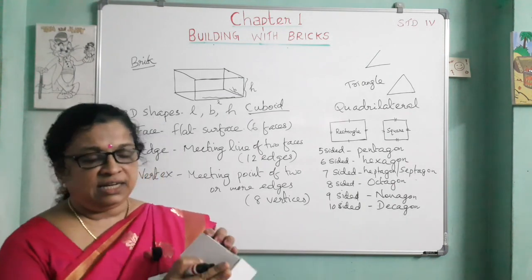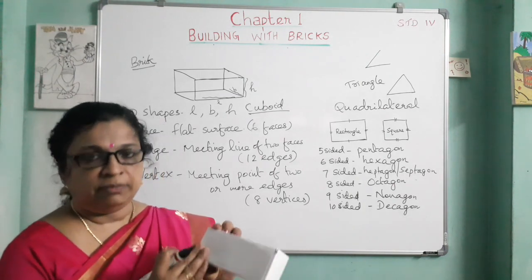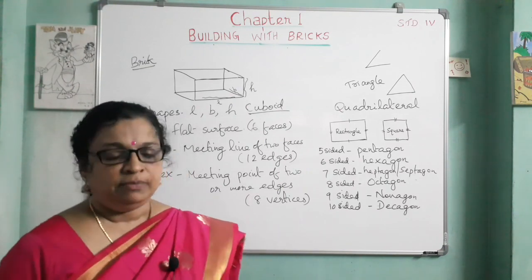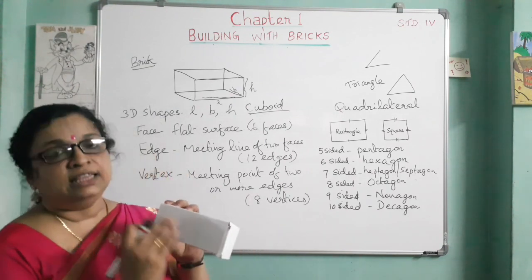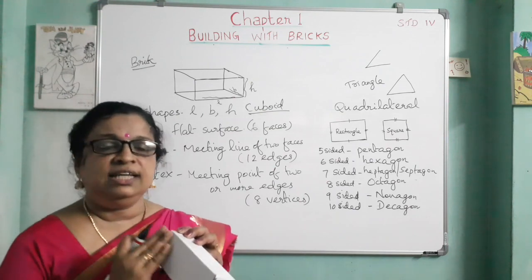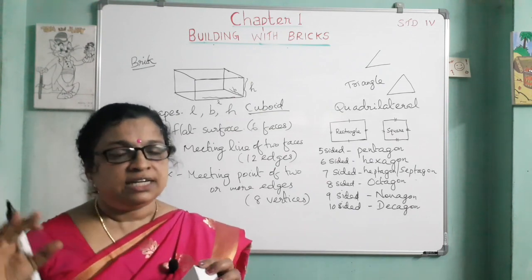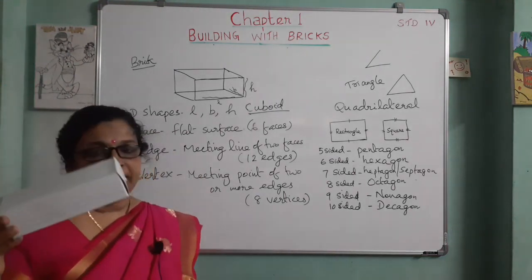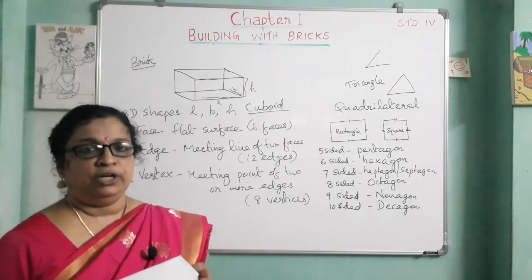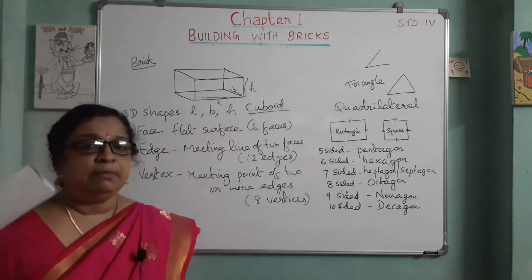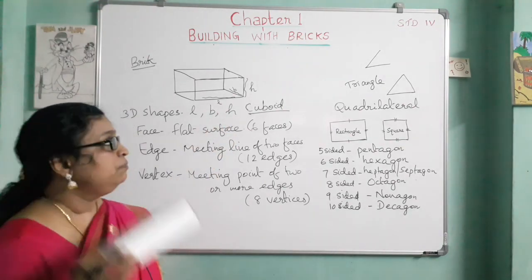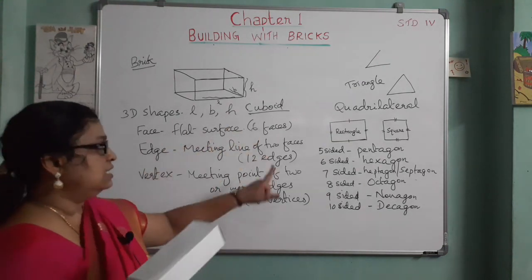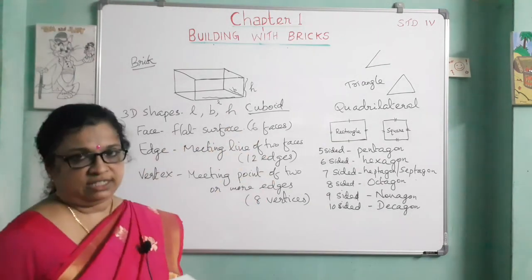And all these faces are in which shape? Rectangle shape. A rectangle is a 2D figure. It has only length and breadth. But a cuboid has length, breadth and height. So it is a 3D figure. 2-dimensional and 3-dimensional. So the brick is the shape of a cuboid. This cuboid has 6 faces, 12 edges, 8 vertices.